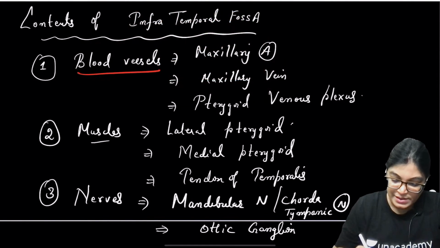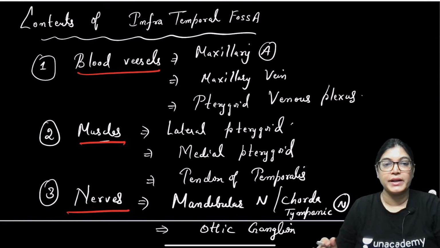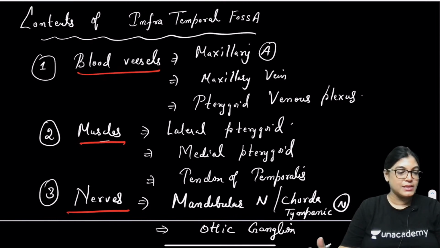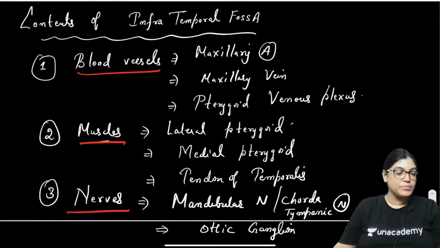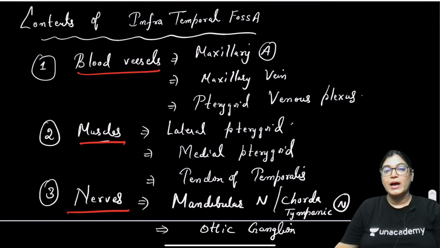So blood vessels residing, muscles residing, and nerves residing. The list is like this. These are the structures residing in the infratemporal fossa. Blood vessels: maxillary vein and artery, pterygoid venous plexus. Muscles: lateral and medial pterygoid and the tendon of the temporalis muscle. The nerves are the mandibular nerve, chorda tympani nerve, and the otic ganglion. My dear aspirants, muscles we have already covered, and for the topic of the otic ganglion, I would like to take a session called the ganglions of the head and neck region in the coming month.